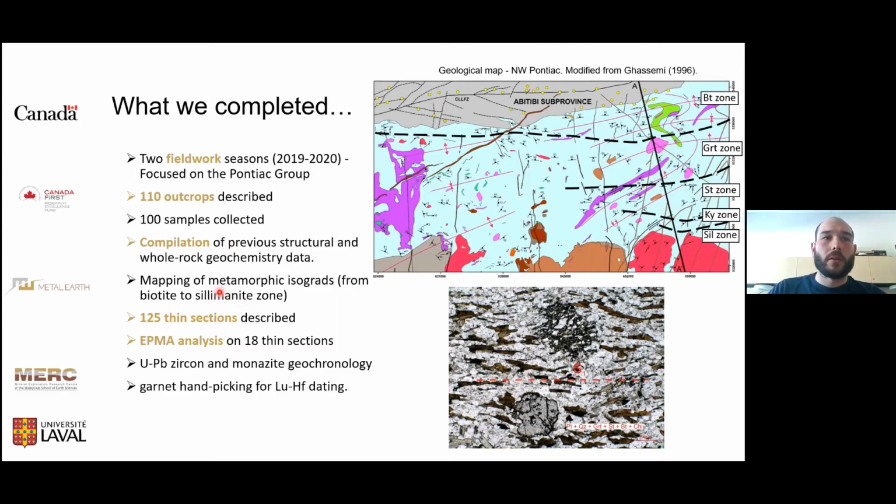Isaac also did more than 100 thin sections. He completed some in situ EPMA analysis, and is still working on the geochronology of basically everything we can date. So we're talking about zircon, monazite, apatite, and garnet. Just to illustrate that, this is an example of a thin section. As you can see, this is from the staurolite zone, where you can observe garnet porphyroblasts and staurolite porphyroblasts within a biotite, quartz, plagioclase matrix.